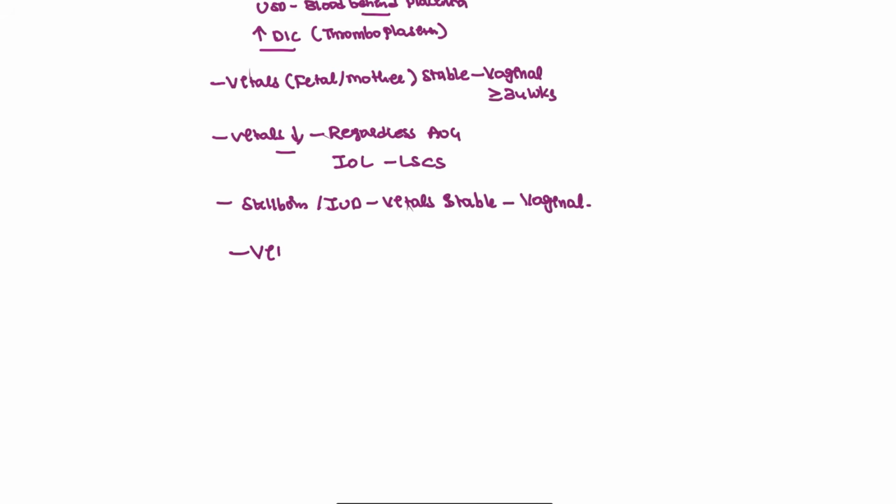Let's say the patient's vitals are stable, and it is still a concealed abruption, but the age of gestation is only 34 weeks. Then we have to manage expectantly, admit the patient, and look out for signs of DIC. If there is DIC, then again we have to go for cesarean section for this patient.